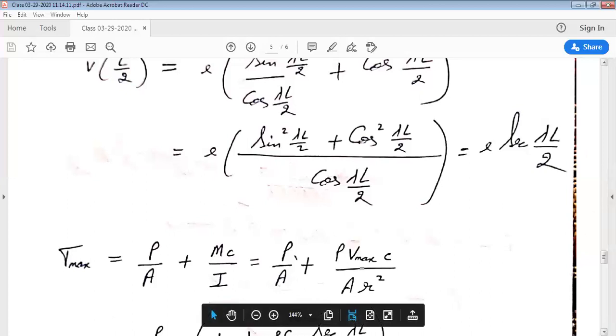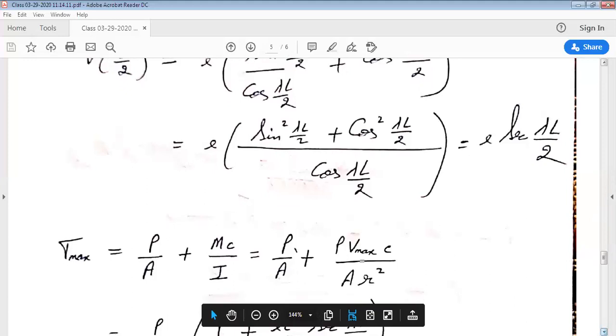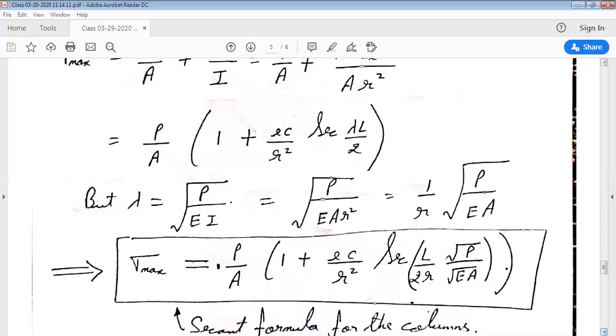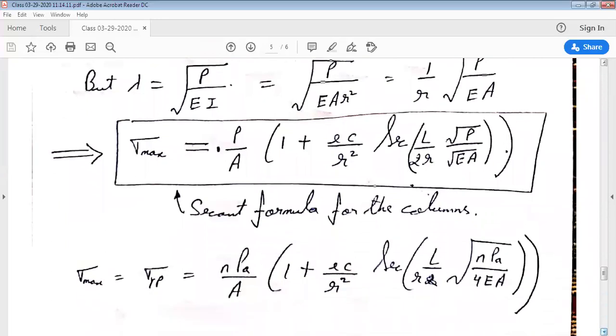Here we have substituted M as equal to P into V max, where V max is e secant lambda L by 2 minus 1. And thereby we get sigma max equal to P by A bracket start 1 plus eC by r square secant lambda L by 2 bracket close. Or in other words, we can again write it as sigma max equal to sigma YP, where sigma YP equal to nPA by A bracket start 1 plus eC by r square secant bracket start L by r under the root nPA by 4EA bracket close bracket close.